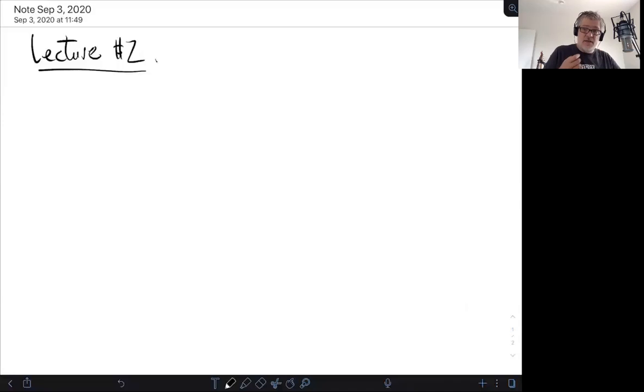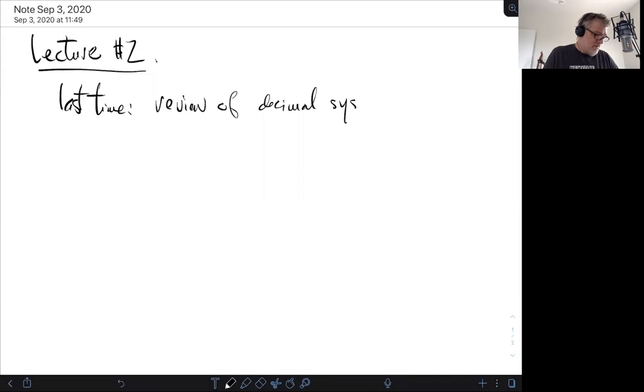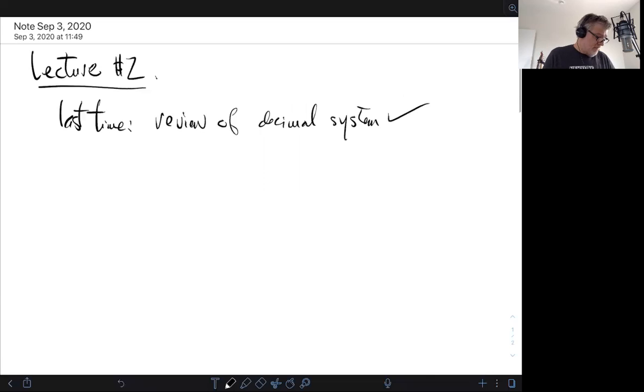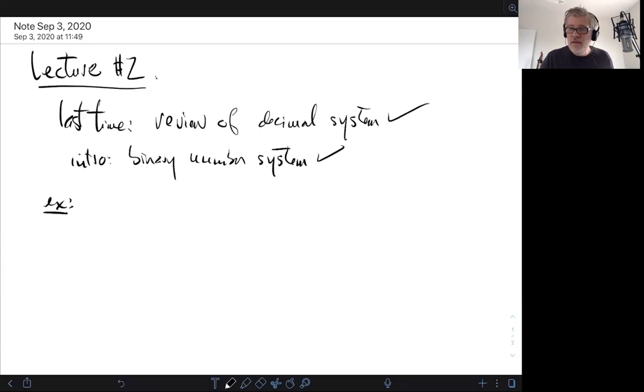Okay, so last time we reviewed a little bit the decimal system, which in theory should have been very easy, very simple. And we started looking at the binary number system. And so here's just a little quick example of what we did, just to refresh your memory.